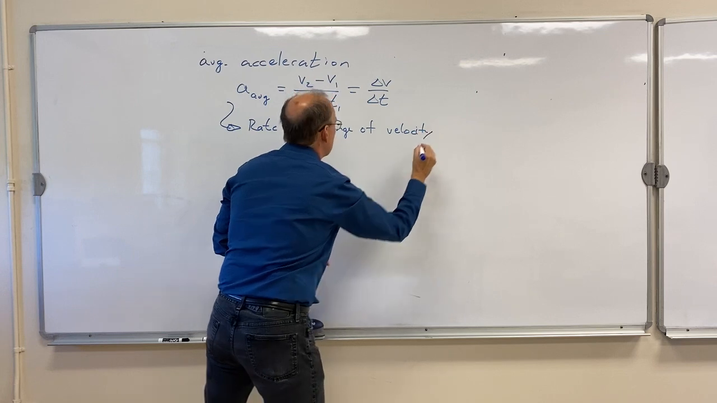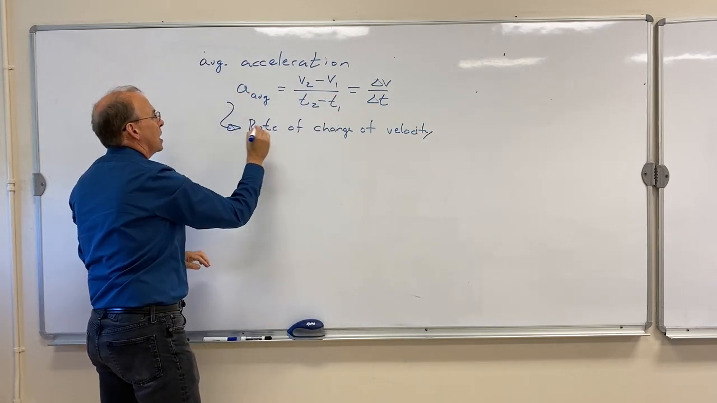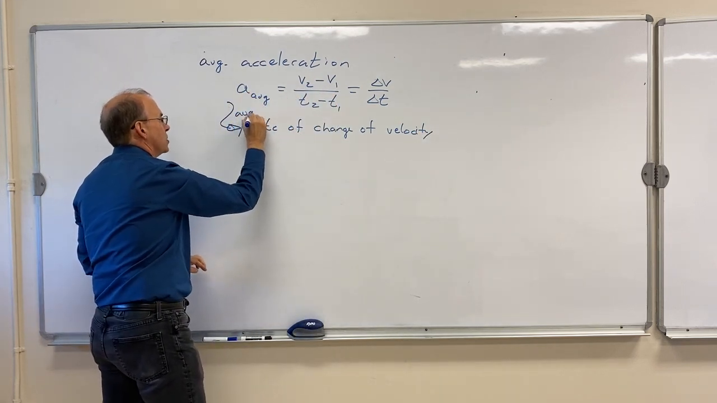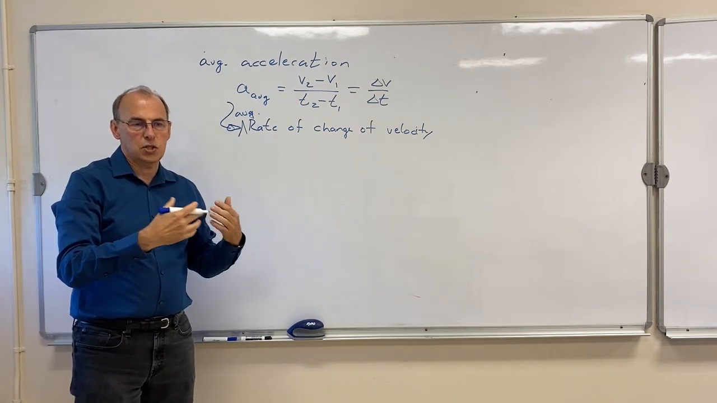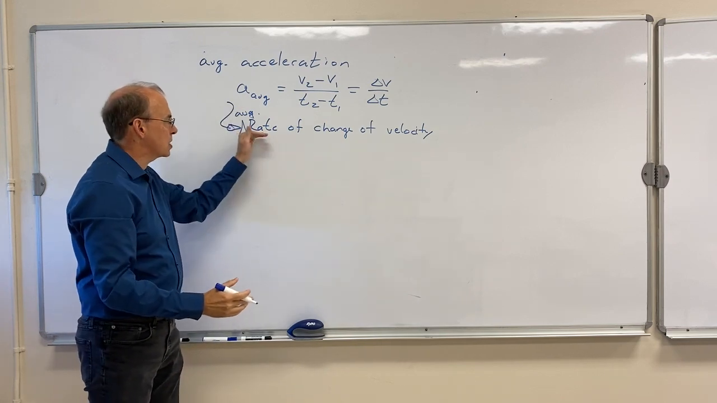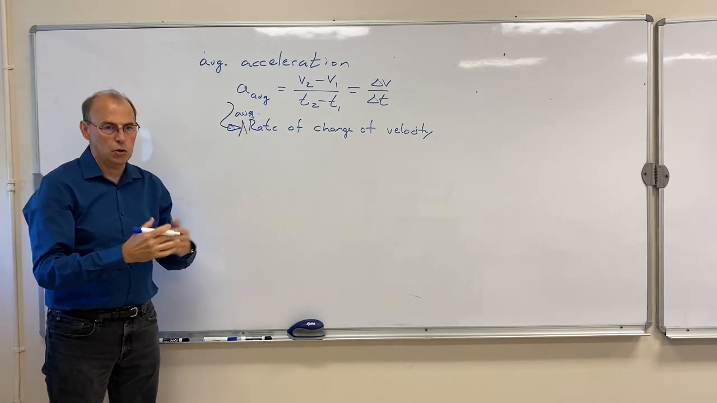Or more specifically, since I'm talking about average, I should have said it's the average rate of change of velocity. Whereas instantaneous acceleration would be that change at a particular instant. This was the average rate of change of velocity. Your book talks about that.